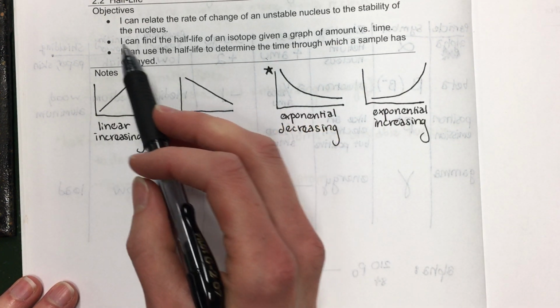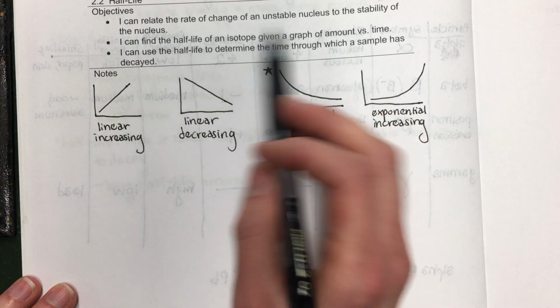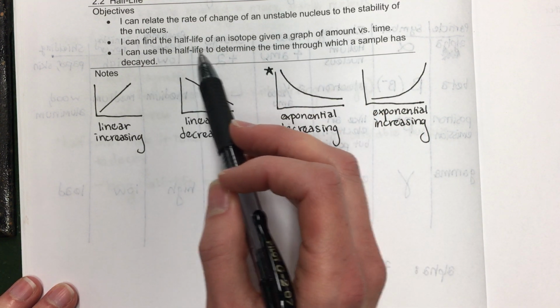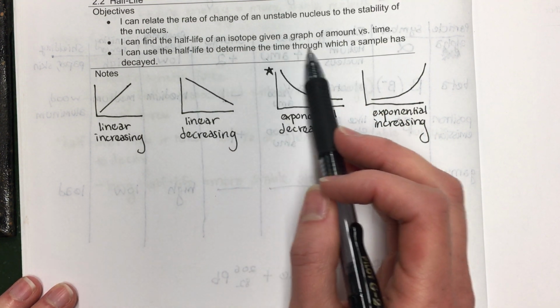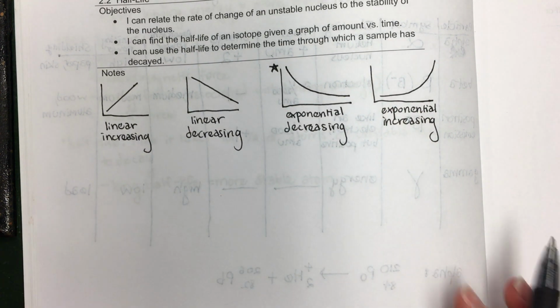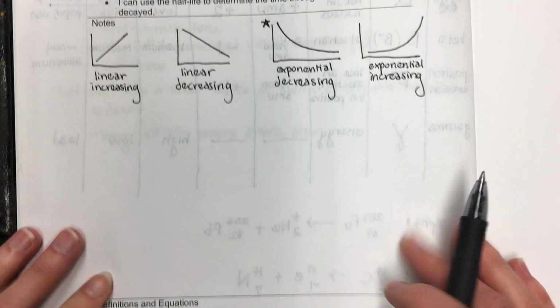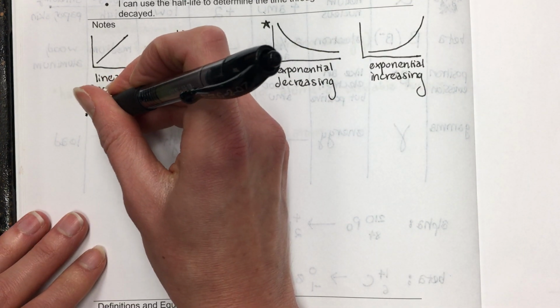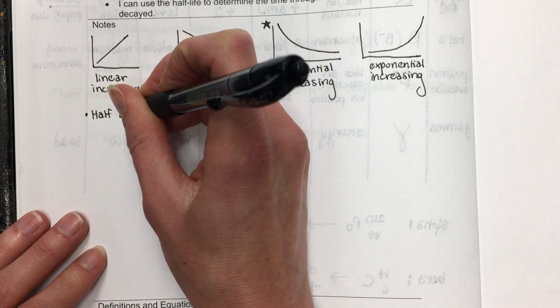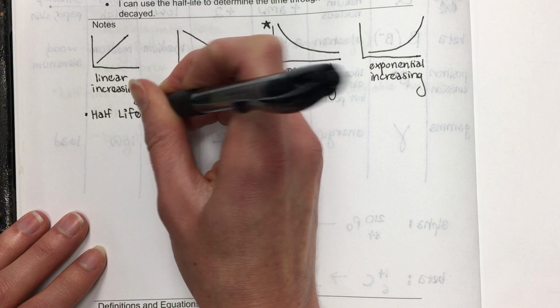So first of all, you're going to be able to look at a graph and figure out the half-life, and you're going to be able to use half-life to figure out how much of something is left after it's decayed for a certain amount of time. So these notes are pretty short. Let's start by writing down a definition for half-life. We wrote this down before, but I just want to review it with you.